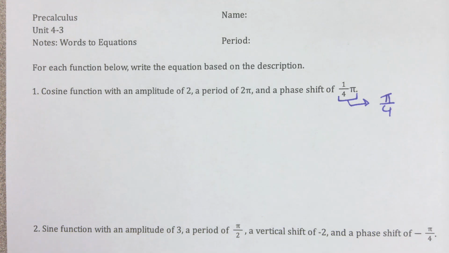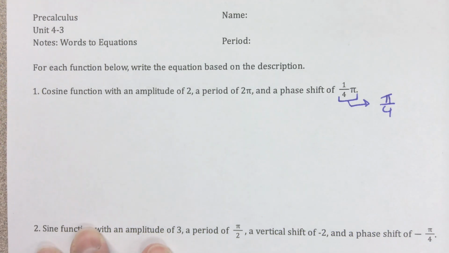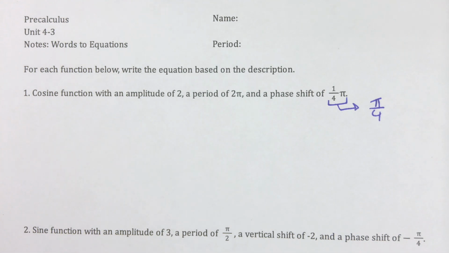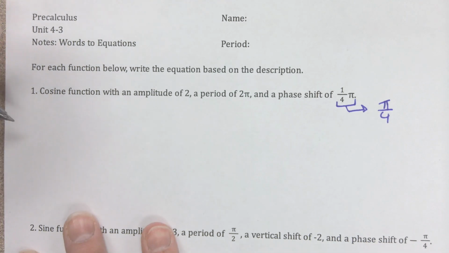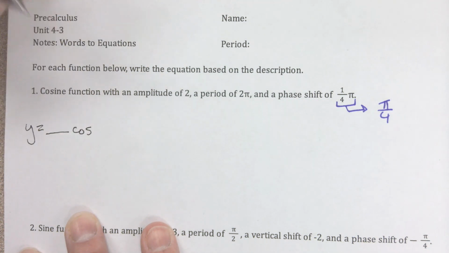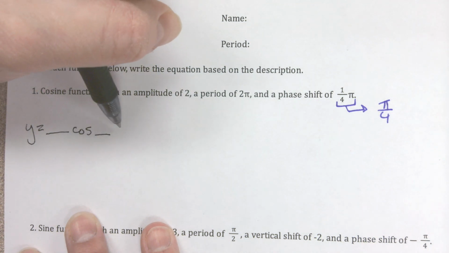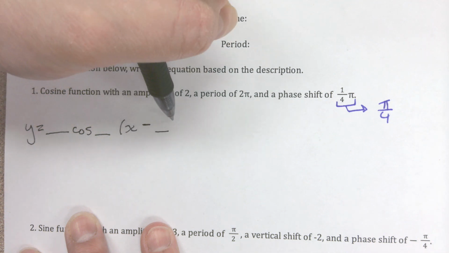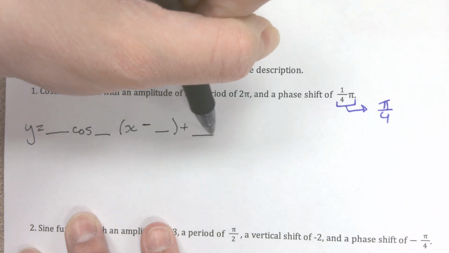All right. So I'm going to set up the template of the equation. We have y equals whatever a is, cosine, whatever b is, times x, minus whatever the phase shift is, plus whatever the vertical shift is.